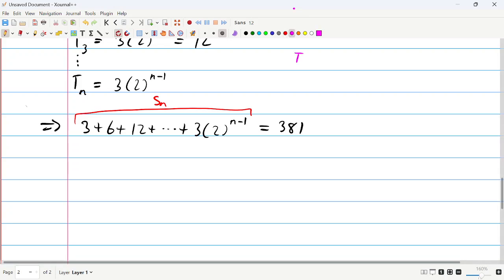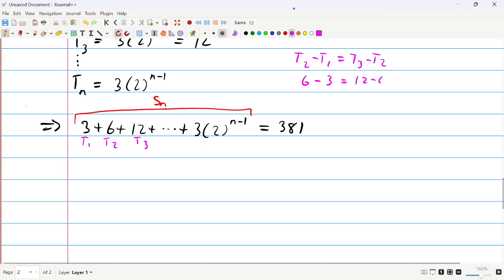If we say term 2 minus term 1 equals term 3 minus term 2, then we just take term 1, term 2, term 3. It's going to be 6 minus 3, and then it's equal to 12 minus 6. 6 minus 3 is 3, and 12 minus 6 is 6. Since they're not equal to each other, the test for arithmetic does not work.